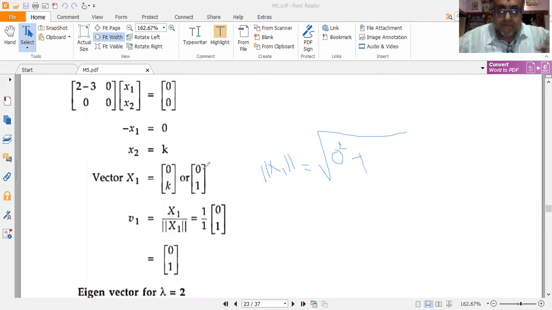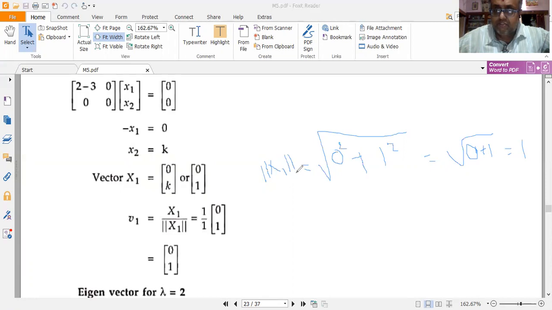x1 elements are 0 and 1, right? So norm of x1 is given by square root of 0 squared plus 1 squared. So square root of 0 plus 1. So root 1 equal to 1. So v1 is equal to x1 divided by norm of x1.